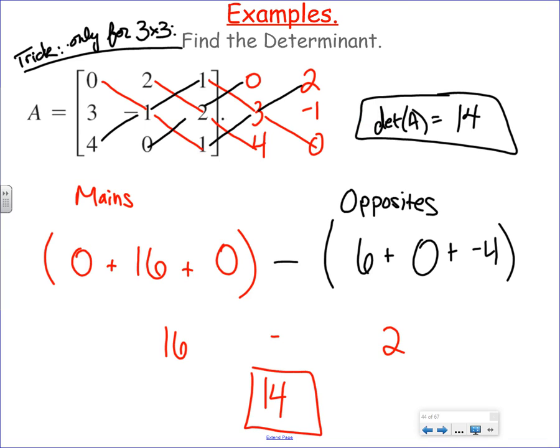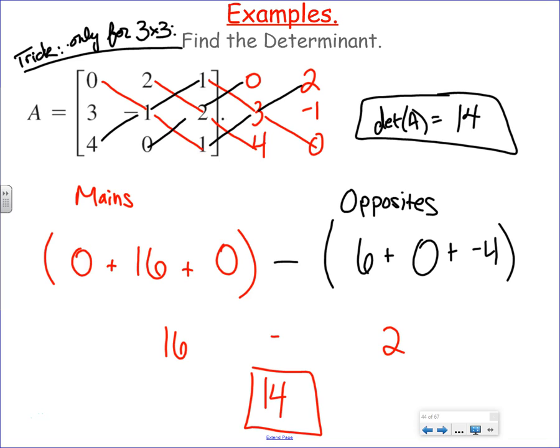done. Cool little trick for people that like mental math. For some of you, that's a lot of numbers to put together. But it does work for a 3 by 3 alone. 2 by 2, main minus opposite, easy. 1 by 1, whatever is in there. 3 by 3, we could rewrite the first 2 columns. I think I might have said rows, sorry. Rewrite the first 2 columns and do main, main, main, minus, a big minus, opposite, opposite, opposite, and you will get the determinant. It checked, right? It matched. 14 equals 14.